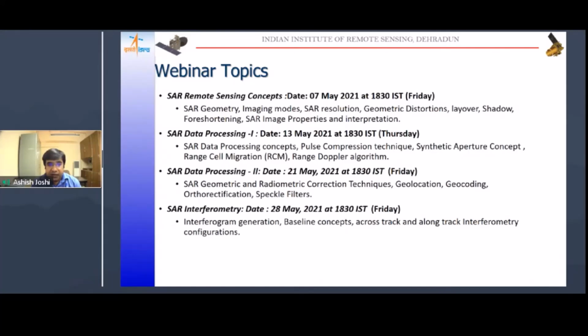On 13 May, the topic will be SAR data processing 1, in which we include the SAR data processing concept, pulse compression technique, synthetic aperture concept, range cell migration, and range Doppler algorithm. So basically in SAR data processing 1, we will mainly focus on the SAR focusing algorithm, meaning how to convert the raw data of the SAR to the processed data of SAR.